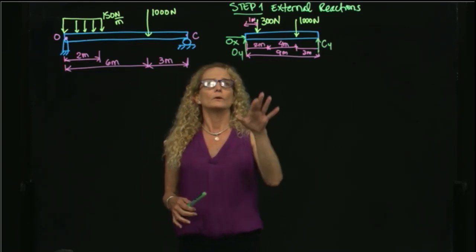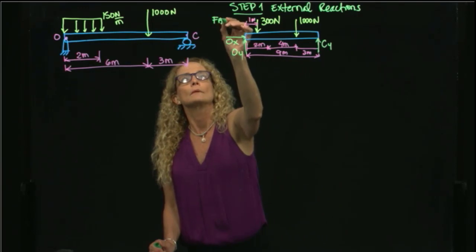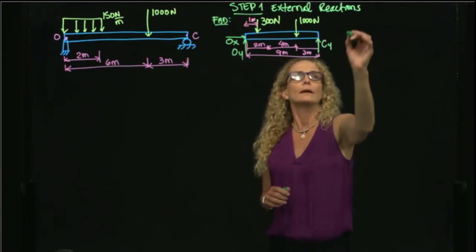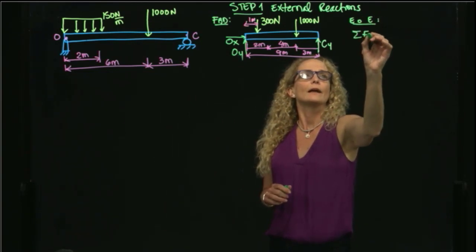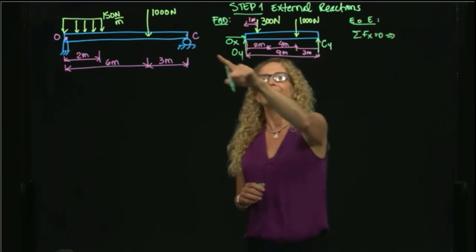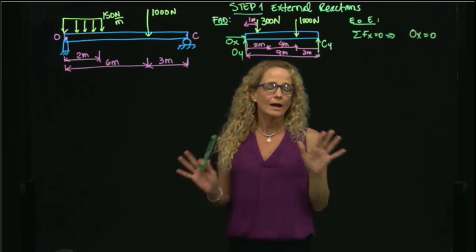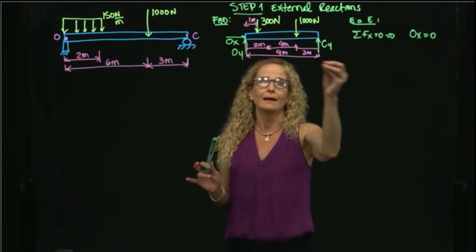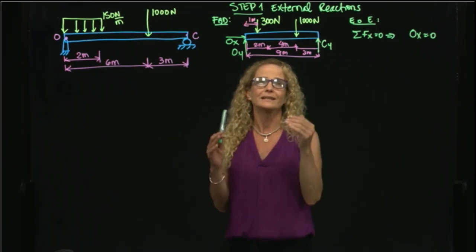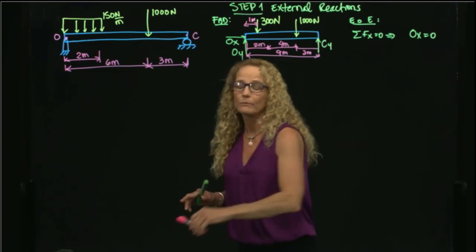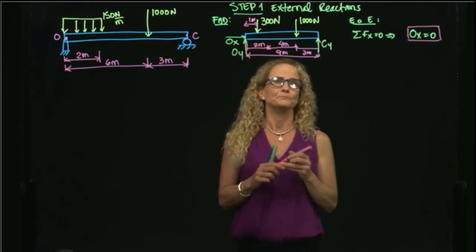From here, now that we have our free body diagram of the whole beam, we will apply the equations of equilibrium. We see that the sum of forces in X equal to 0 leads to the force OX equals 0. And since I don't have any other forces in the axial direction, I can say that the internal forces in the axial direction will be equal to 0 all along the beam.